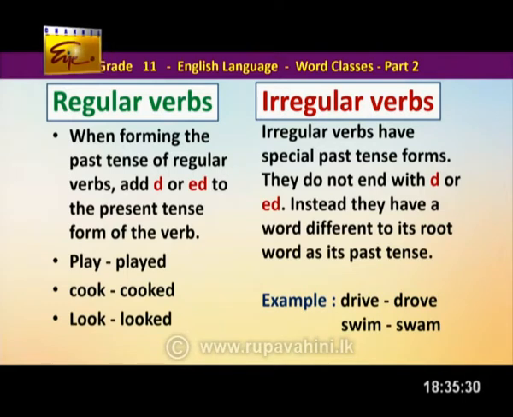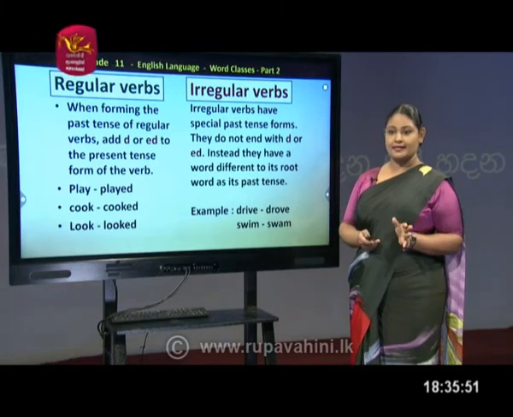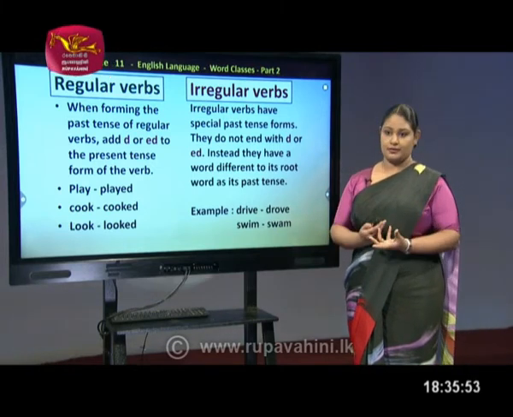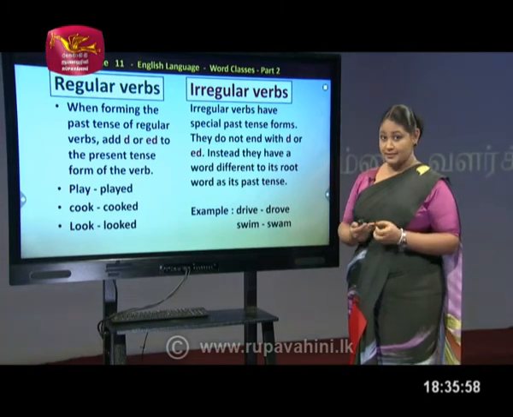Irregular verbs have special past tense forms. They do not end with D or ED. Instead, they have a word different to its root word as its past tense. All right, so these irregular verbs do not have D or ED when you form past tenses. Instead, they have a different word to its root word as its past tense.